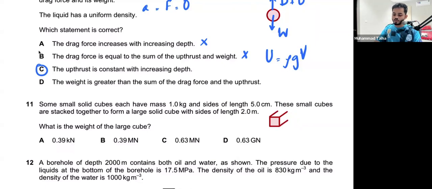So we have some cubes like these. We take these together to form sides of length 2 meters. If you think about it, each of these cubes is 5 centimeters, so 5 centimeters would mean 0.05 meters. How many of these would I really need?